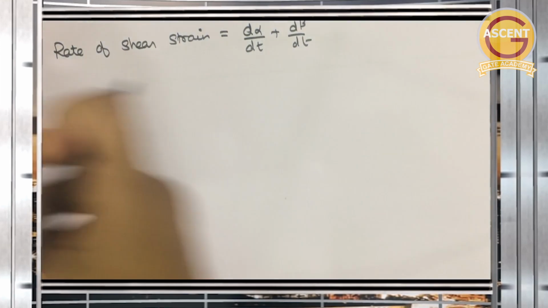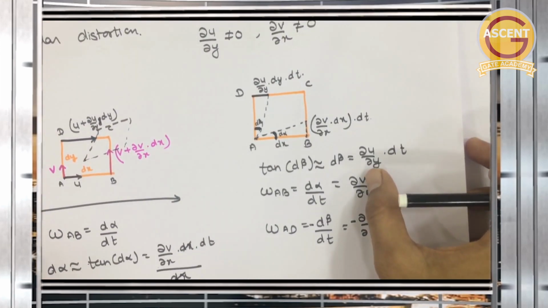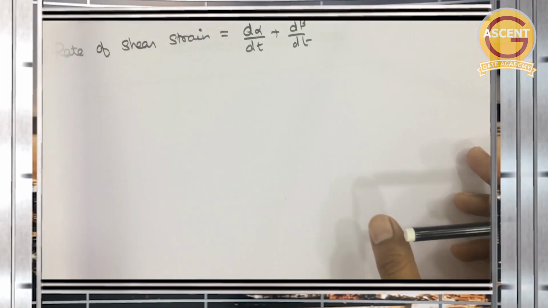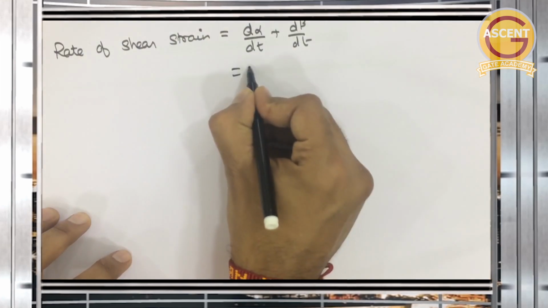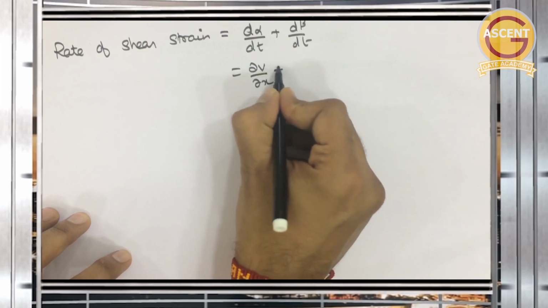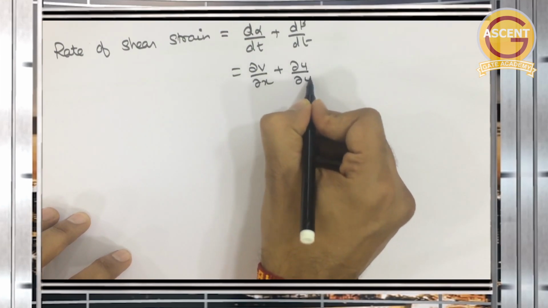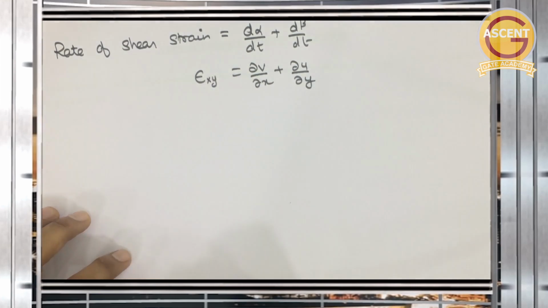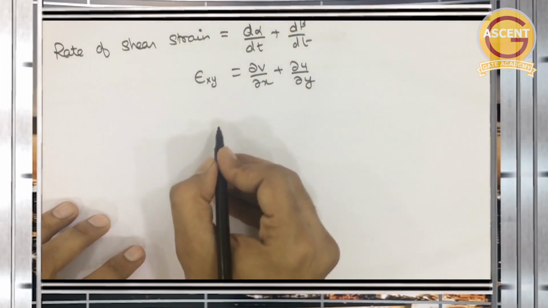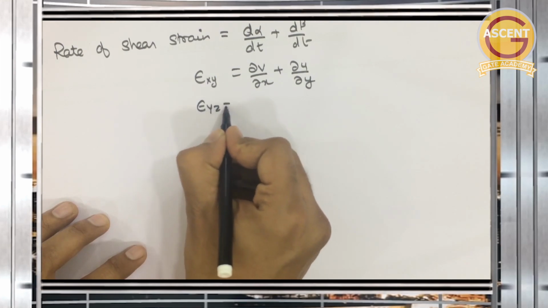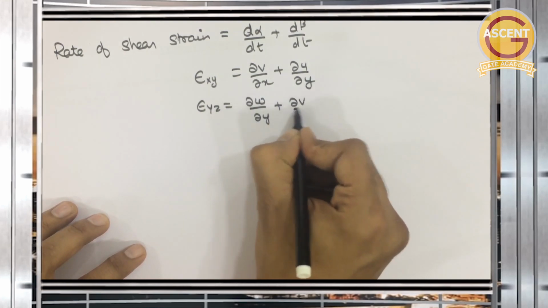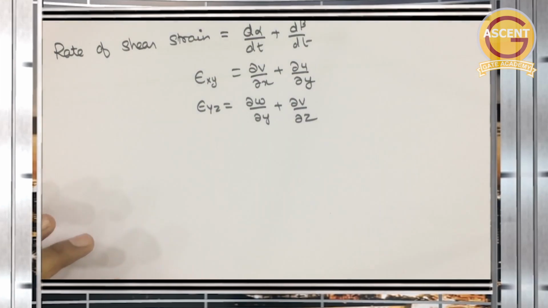Okay, and what is this d alpha by dt and d beta by dt? d alpha by dt is del v by del x, d beta by dt is del u by del y. Okay, so this will be equal to del v by del x plus del u by del y. This is the rate of shear strain, epsilon xy. Okay, similarly epsilon yz you can calculate. So this will be equal to del w by del y plus del v by del z. Getting this on rate of shear strain.